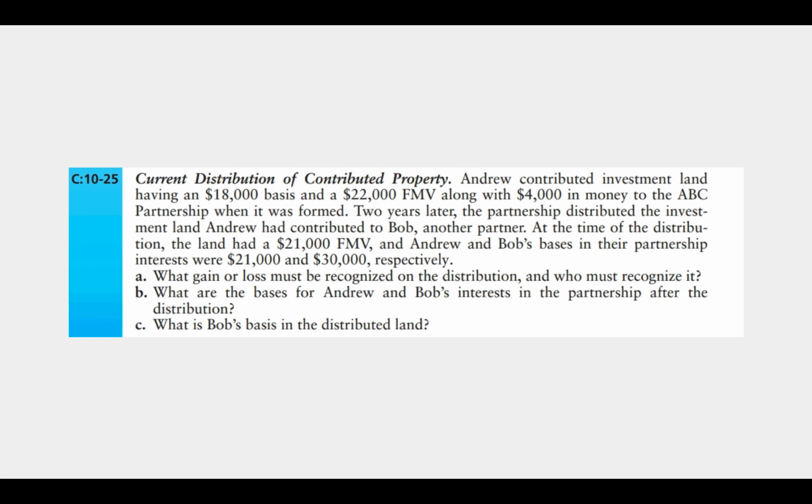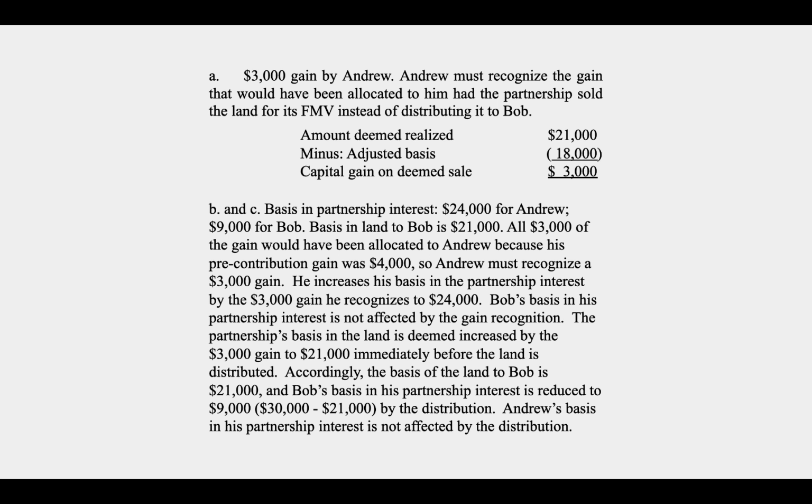Remember, Bob started this problem with a $30,000 basis in the partnership. And we know that distributions decrease partners' basis in the partnership, the outside basis. Bob receives a distribution of land. The deemed distribution amount is $21,000. So we subtract that $21,000 from the beginning $30,000 basis to leave Bob with a basis in the partnership of $9,000. The $3,000 gain does not affect Bob's basis. Bob takes a $21,000 basis in the land.